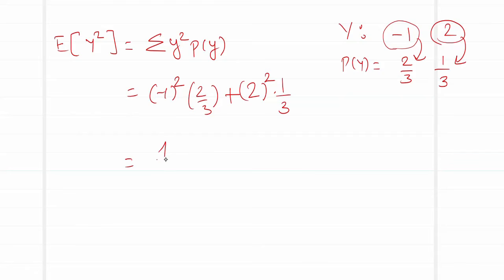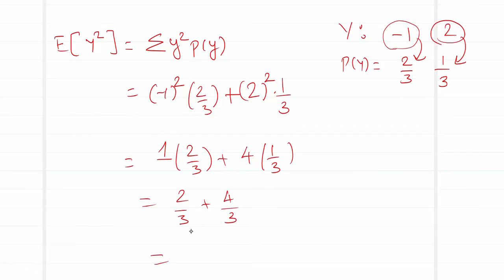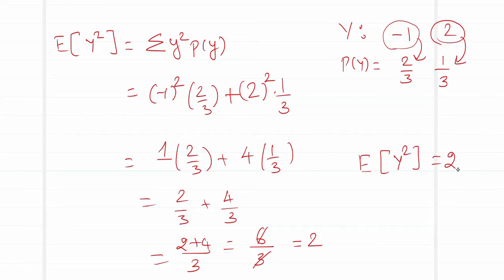So I have 1 into 2 by 3 plus 2 square, which makes it 4, into 1 by 3. So I have 2 by 3 plus 4 by 3. Since the denominator is the same, it will be 3, and the numerator can be added as 2 plus 4. That makes it 6 by 3, which simplifies to 2. Hence, the value of E of Y square is equal to 2.